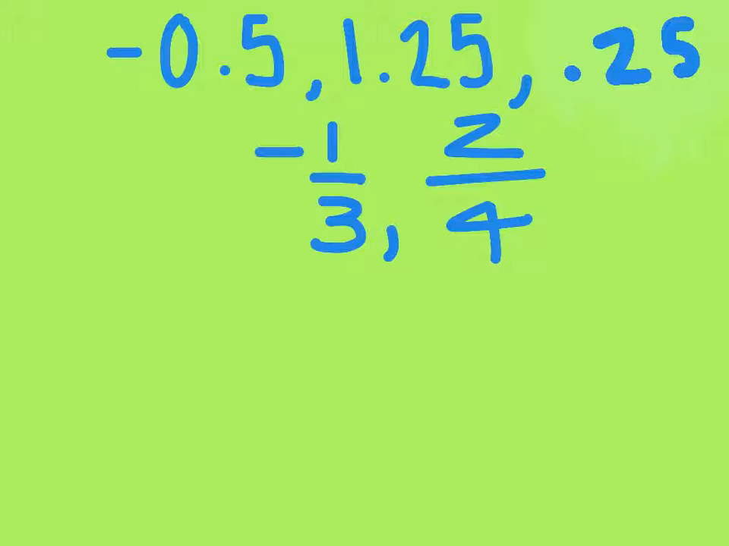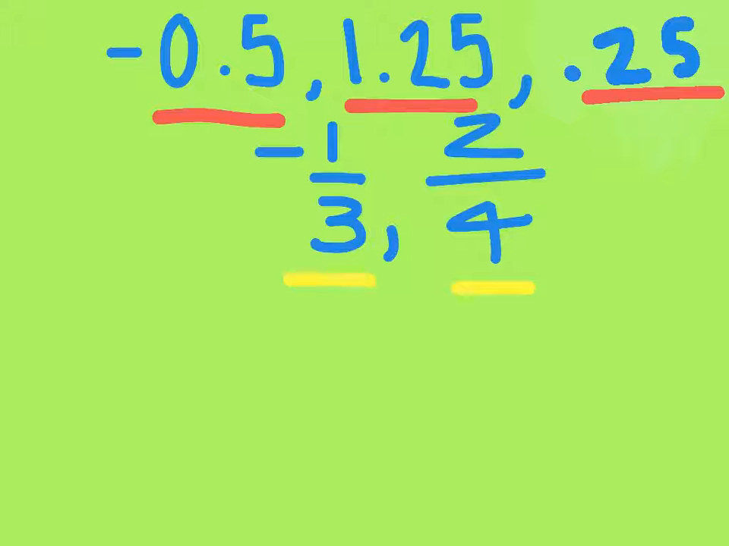Alright, so for the first activity, ordering rational numbers, order the numbers from least to greatest. So what they want you to do is put all of these numbers in the same format. Because if you look at these top 3 numbers, they're all in the same format, and these bottom 2 are in the same format. So they want you to put the ones highlighted in yellow in the same format as the ones in red, or the ones in red in the same format as the ones in yellow, to be able to know which one is greater, okay?